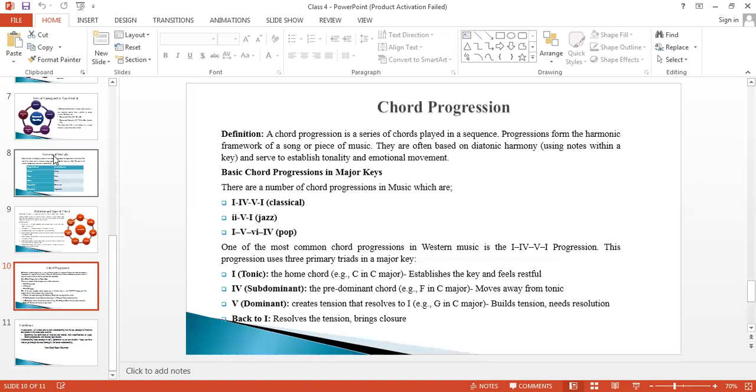This progression uses three primary triads in the major key. Chord 1 is the tonic. It is used to establish the key, and that's the home key. Chord 4 is the subdominant, which helps to move away from the tonic. Chord 5 creates and builds tension in the music. And the last one is chord 1. You come back to chord 1, which resolves the tension and brings closure.